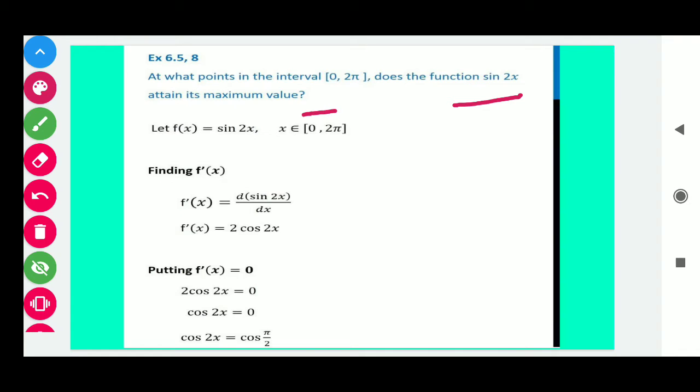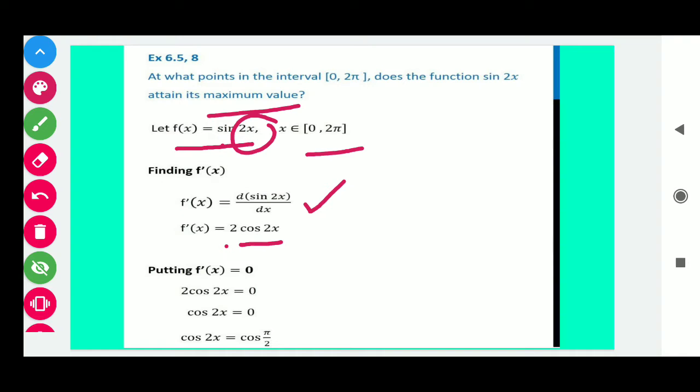Students, हमें find करना है at what points in this given interval does this function sin 2x attain its maximum value. So students, let's start with the working rule. First, here we have f(x). f(x) is sin 2x and x belongs to the closed interval 0 to 2 pi. For that, first do the derivative. Derivative of sine is cos 2x and derivative of 2x is 2.